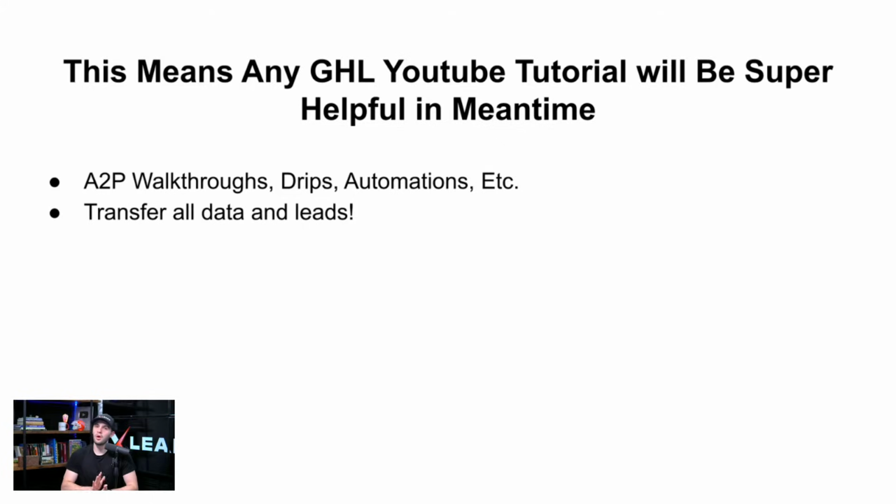Since we are using a Go High Level system, YouTube tutorials on Go High Level work for Ninja mode. So for example, A2P walkthroughs, drip codes, drip automations, drip sequences, right? If you want to transfer your data and leads, it's all going to be in there. What I mean by this is I'm really good at the A2P. I have about a 75% accuracy when I do it for somebody. I'll be honest with you.